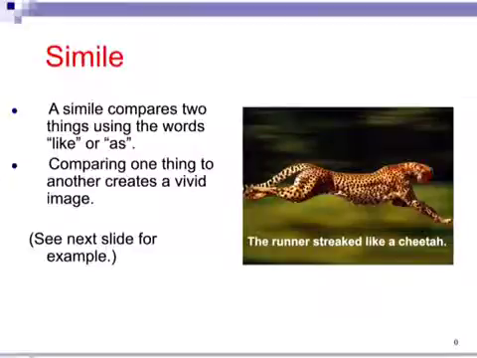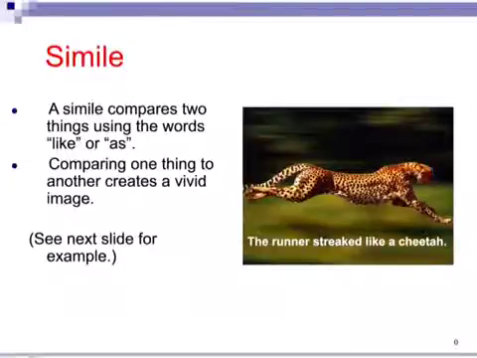So we're going to look at two types of figurative language in this poem. The first one we're going to look at is a simile. It's probably the easiest one to spot and identify, and probably the easiest for writers to write their own. Similes are basically a comparison of two things using the words like or as, and it's comparing one thing to another to create a really cool image for the reader's mind.